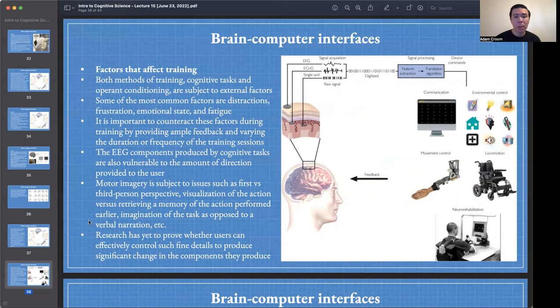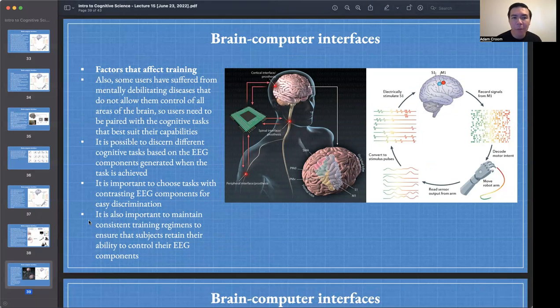Motor imagery is subject to issues such as first versus third person perspective, visualization of the action versus retrieving a memory of the action performed earlier, imagination of the task as opposed to verbal narration, and so on. Research has yet to prove whether users can effectively control such fine-grained details to produce significant changes in the components that they produce. Also, some users have suffered from mentally debilitating diseases that do not allow them control of all areas of the brain. So users need to be paired with the cognitive tasks that best suit their capabilities, as I mentioned in the previous slide.